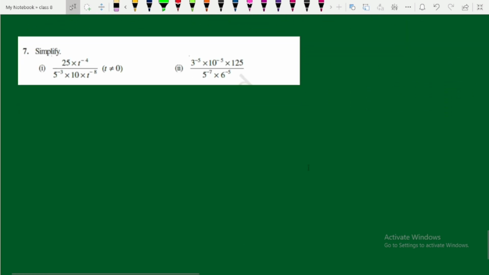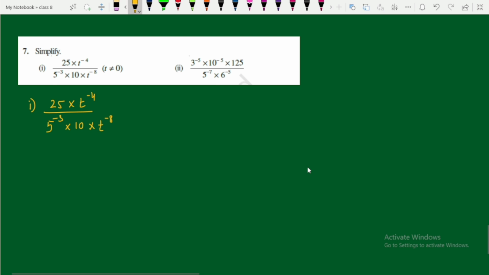So the last question of exercise 10.1 of class 8. We are remaining with the last question, that is, simplify, question number 7. Here the first question is 25 t raised to minus 4 divided by 5 raised to minus 3 into 10 into t raised to minus 8. While writing the question, think how we can simplify, how we can collect the terms with the same base.